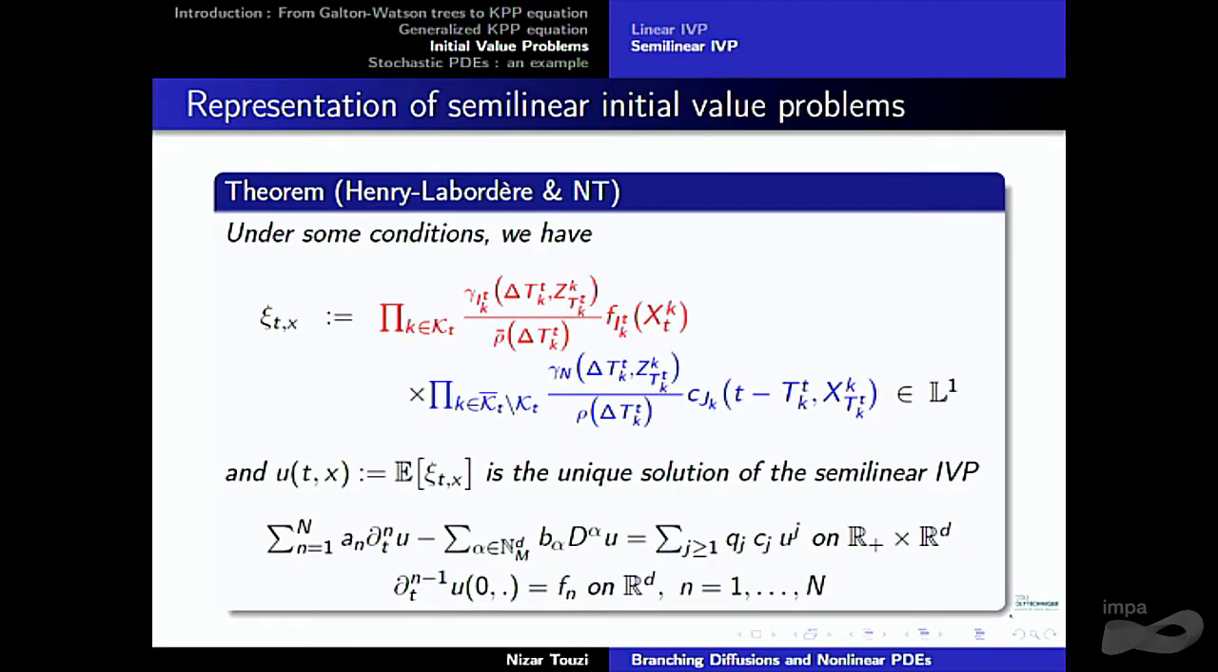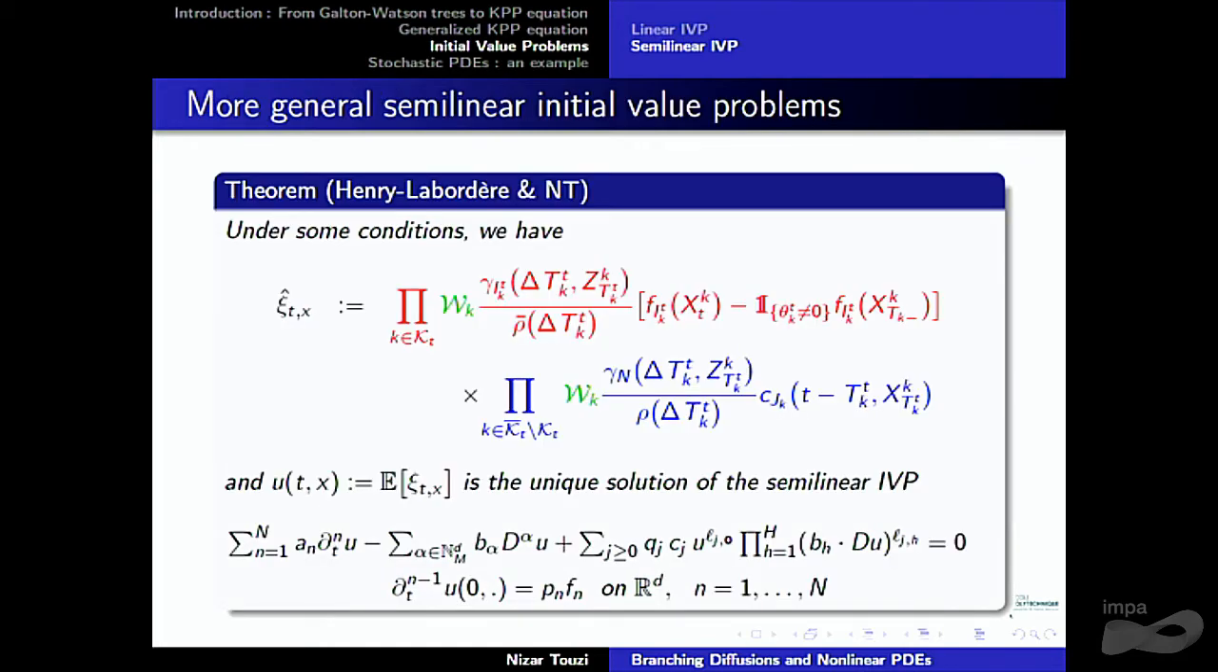So if we introduce nonlinearities as in the KPP equation, then you have exactly the same type of representations, except that you have to carry again the total mass and the sign. This is the gamma. The only difference with the previous formulas is you have an adjustment with the mass, total mass and the sign.